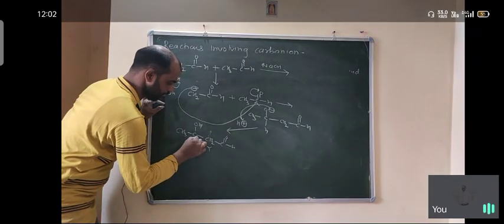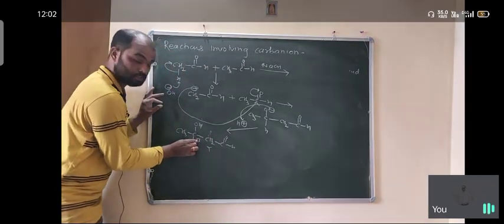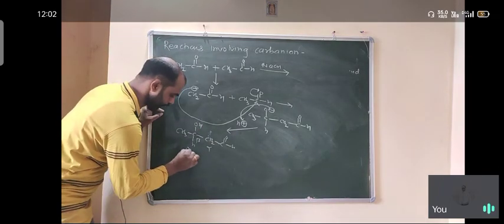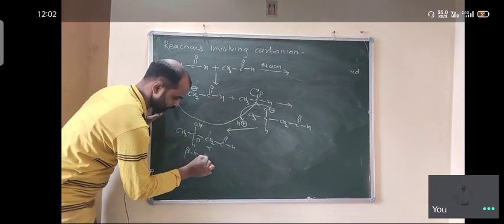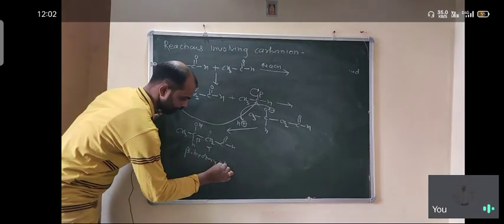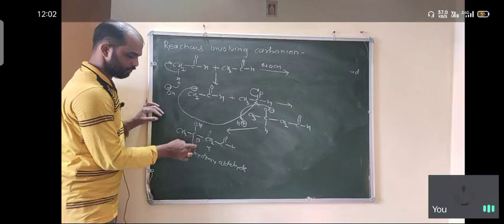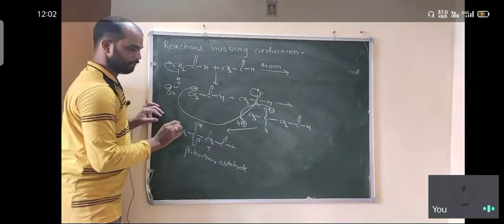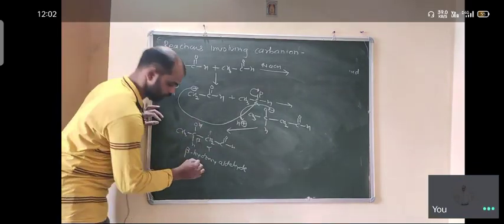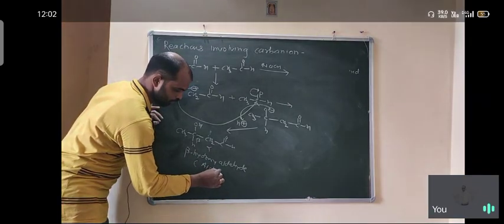This is the alpha carbon, this is the beta carbon. And at the beta position there is a hydroxy group. So it is a beta hydroxy aldehyde, because we know which compound we used. An aldehyde is used, so it is a beta hydroxy aldehyde. So it is an aldol. It is nothing but an aldol.